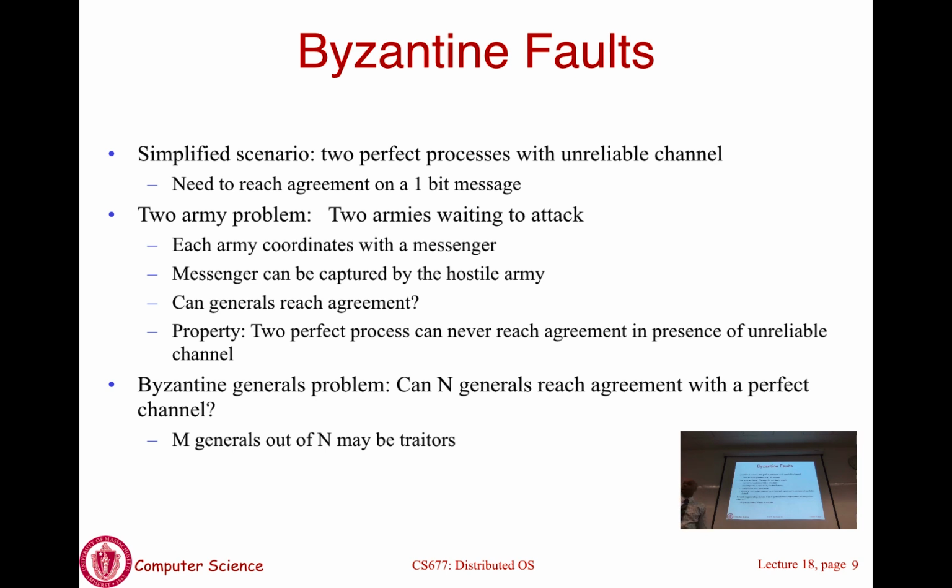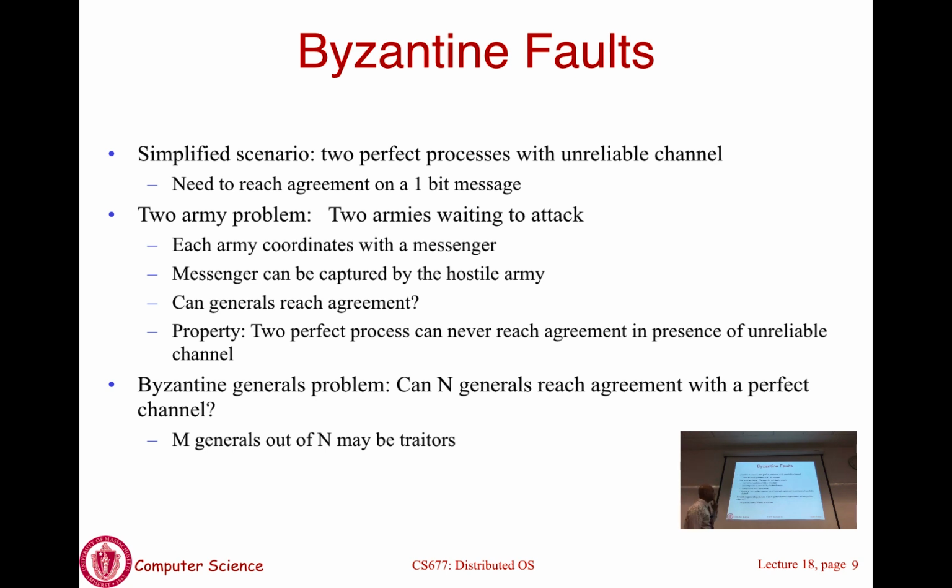But the simple property that this is telling us is that two perfect processes cannot even agree, send a 1-bit message successfully, if the network is Byzantine faulty. So basically communication over a Byzantine faulty network is impossible in this case. You can communicate, but you won't reach agreement. So that's one thing to keep in mind. So let's leave that case aside.